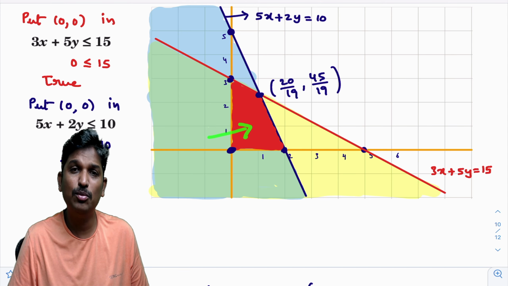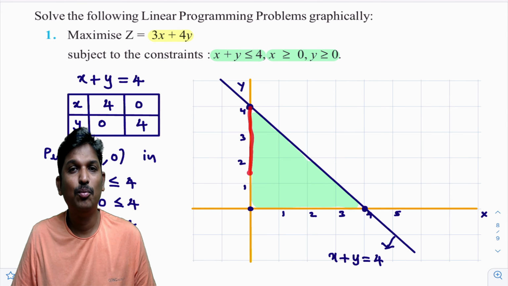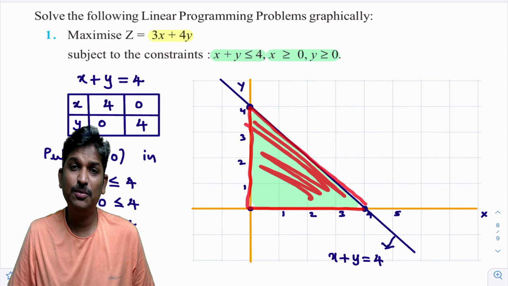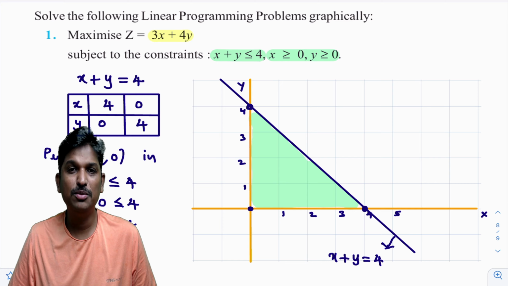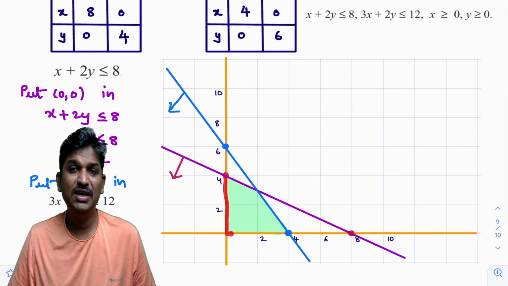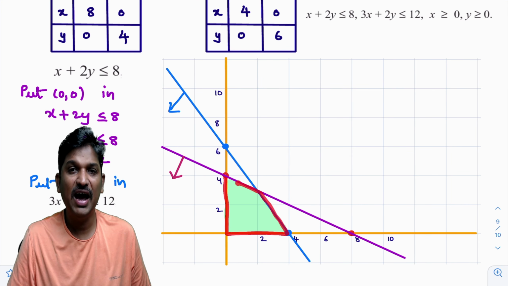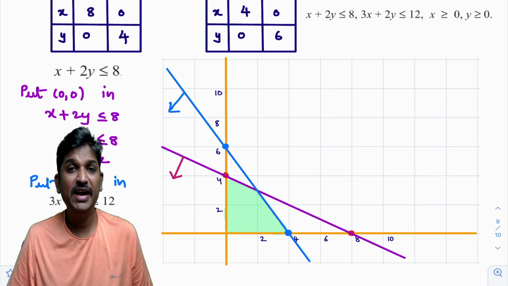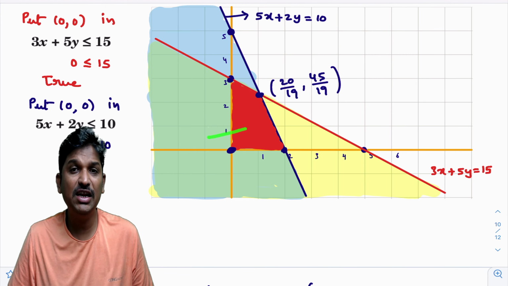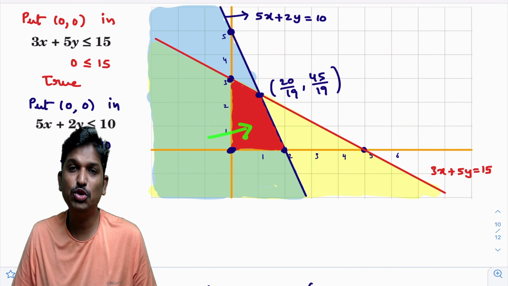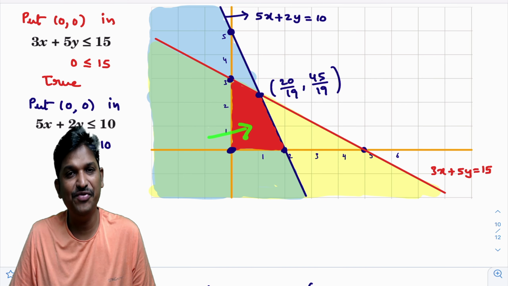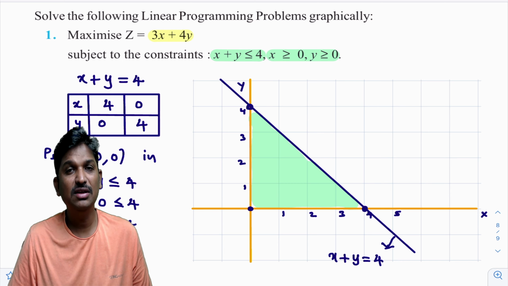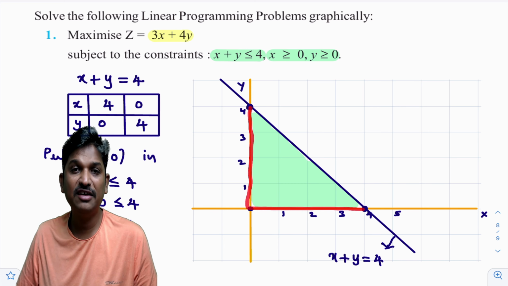This class is all about problems based on bounded feasible region. These problems are very easy if you are clear with the procedure. We do these problems in 3 steps. Step 1 is using the constraints, identifying the feasible region. Step 2, after identifying the feasible region, identifying the corner points and substituting the corner points in the objective function. Step 3, after substituting the corner points in the objective function, we need to check as per the question.